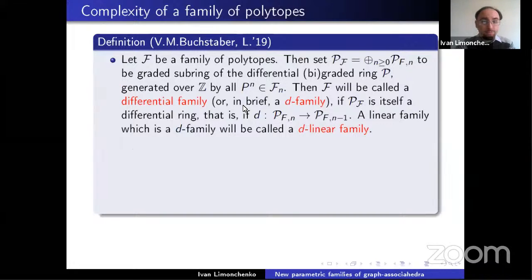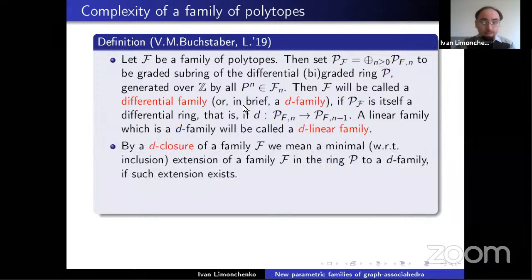If you have a certain family of polytopes F, then you can generate a subring in this bigraded ring of polytopes, generated by all members of your family F. Then F is called a differential family, or closed with respect to differential d, or a d-family, if you perform the differential on any member of the family F, and you obtain something generated by members of the same family of smaller dimensions, of course.